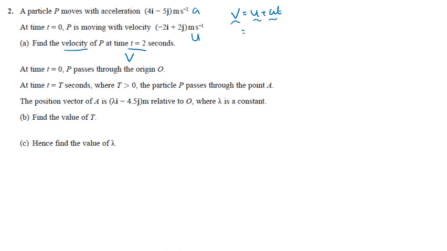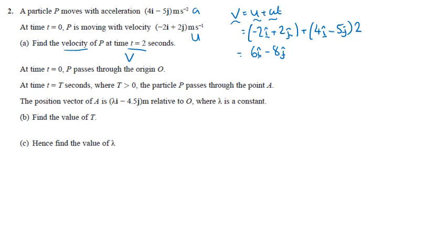So v is going to be equal to u, which is minus 2i plus 2j, plus a, which is this, and then t is 2 seconds. So if we put that all together, we've got minus 2i plus 8i, so that's 6i, and then we've got 2j minus 10j, so that's minus 8j. Okay, and that's the velocity. If we were asked to work out the speed, we'd use Pythagoras, but we're not asked to do that here.